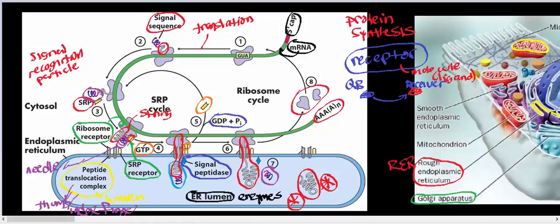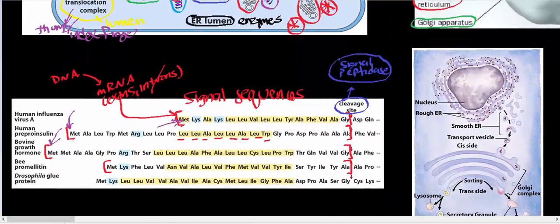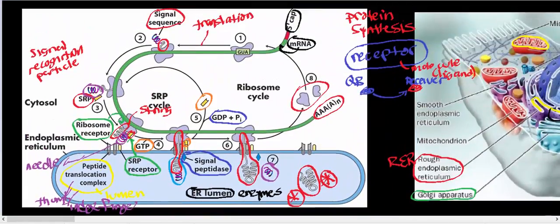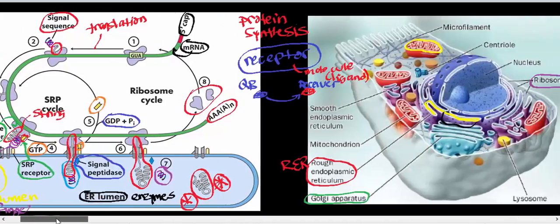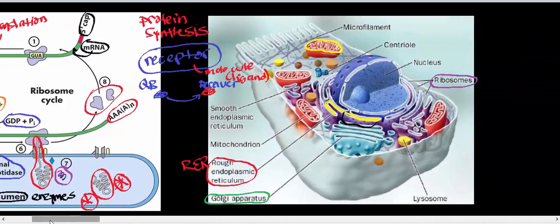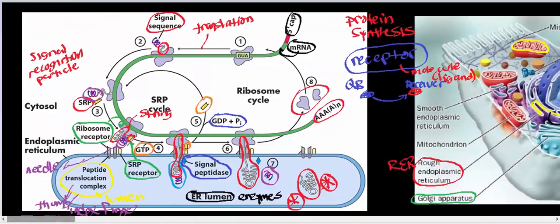Now, what we essentially just did is we looked at the signal sequences, we looked at all the things that happen with the ribosome binding to the rough ER, protein synthesis. All those rules still apply, but what I want to do now is look to see what happens to the protein inside the rough ER lumen. Okay, so it's not just as simple as the protein's made and then we're done.